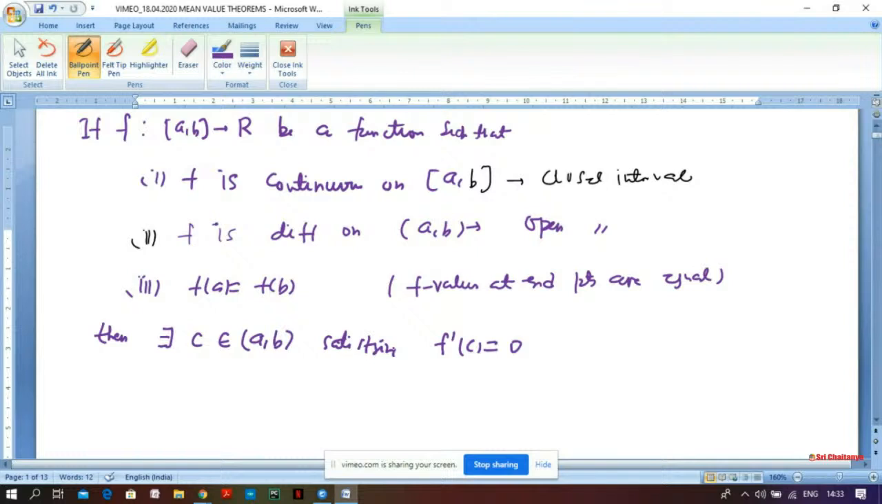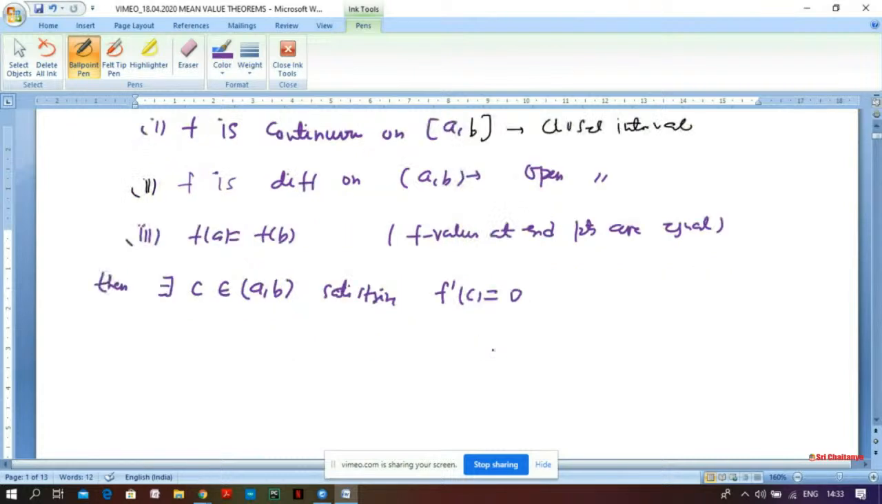So what we are saying is that if f: [a, b] → R is a function such that f is continuous on the closed interval [a, b], f is differentiable on the open interval (a, b), and f(a) equals f(b), that is, the values at the endpoints are equal, then there exists some c belonging to (a, b) satisfying f'(c) equal to 0. Means there is a point c such that the derivative is 0. This is called Rolle's theorem.